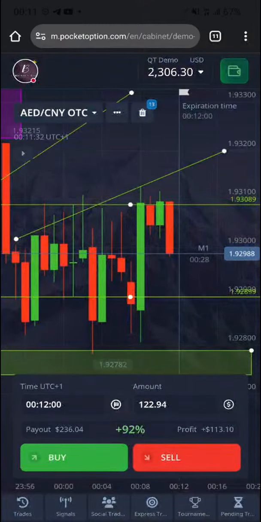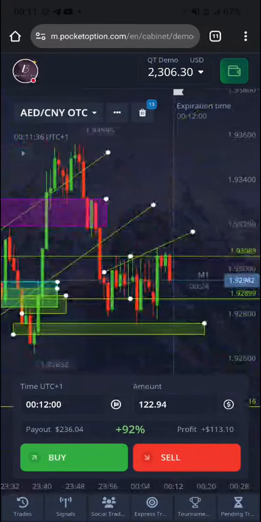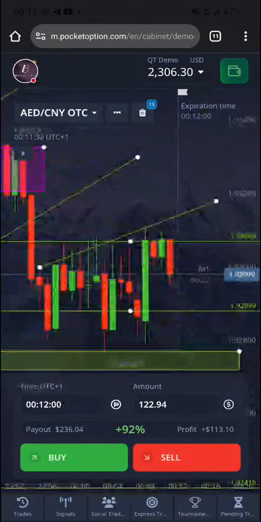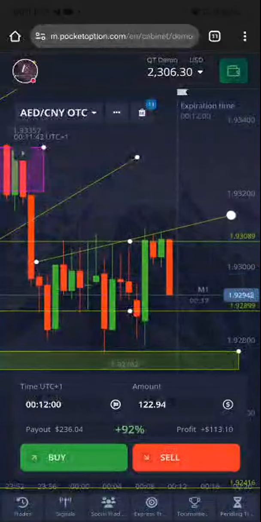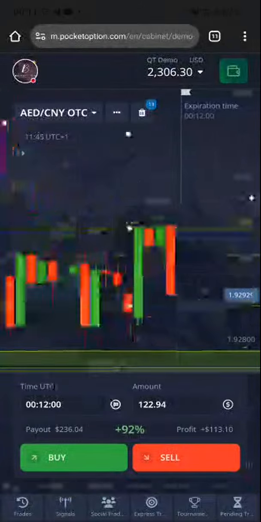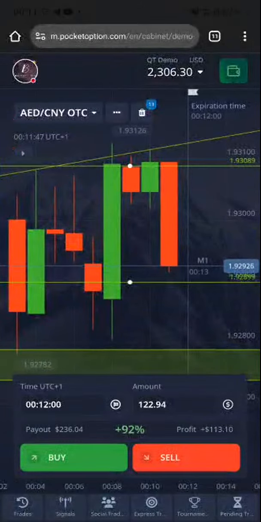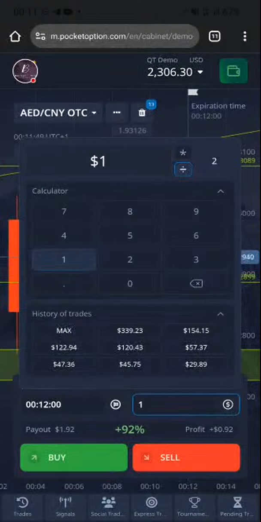You can see it's a red green pattern. The red green pattern will keep happening until there's a breakout. But right now, you see this red green pattern is a lot already. So I probably won't take any trade right now. Or maybe I would go with small amounts. Let's go with like small amounts.